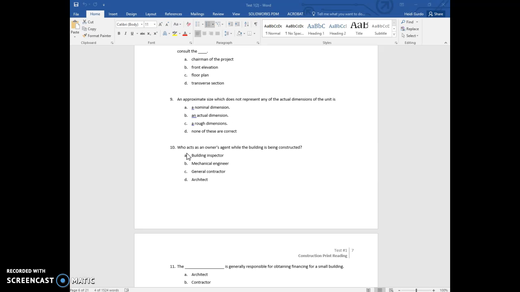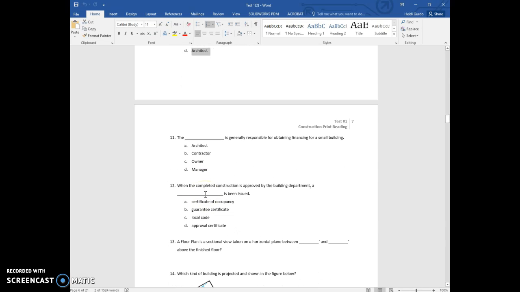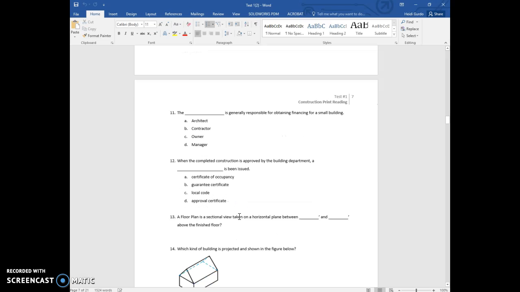The person who acts as the owner's agent is going to be the architect. The blank is generally responsible for obtaining financing for a small building. That's going to be the owner. When completed construction is approved by a building department, a certificate of occupancy is issued. And again, these are all in your textbook.